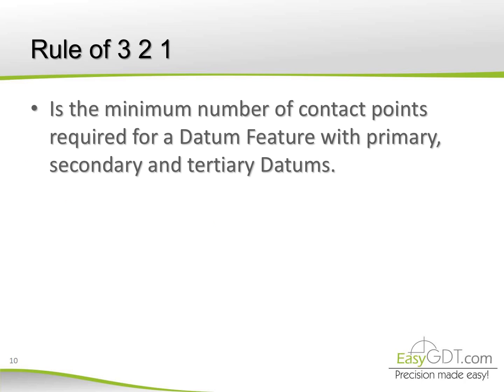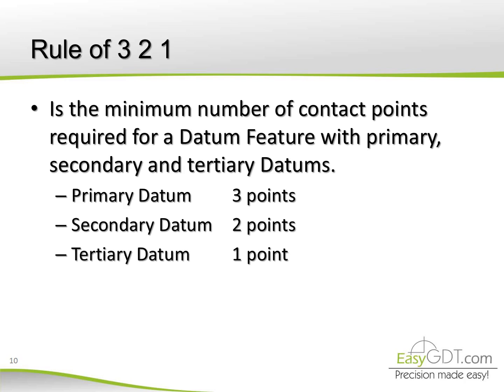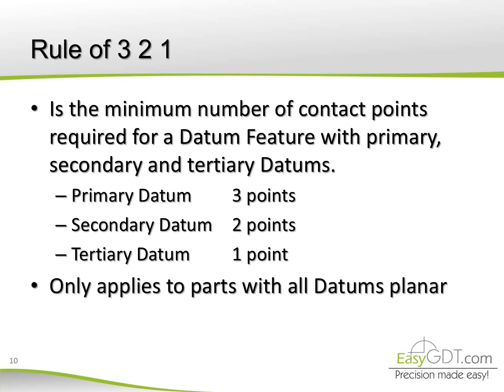Rule of 3-2-1. It's the minimum number of contact points required for a datum feature with primary, secondary, and tertiary datums. For primary datum, we need 3 points of contact. For secondary datum, we need 2 points. Tertiary datum needs only 1 point. This rule only applies to parts with all datums planar.